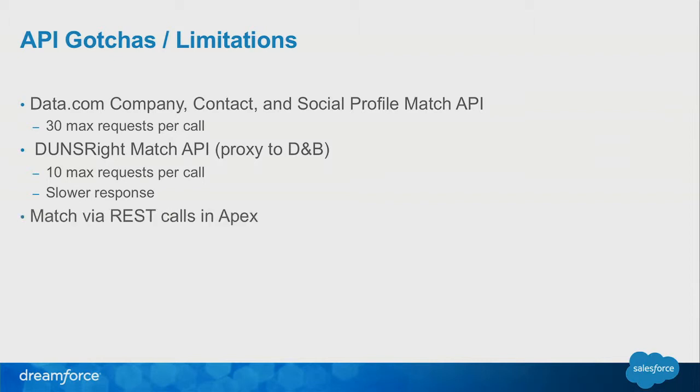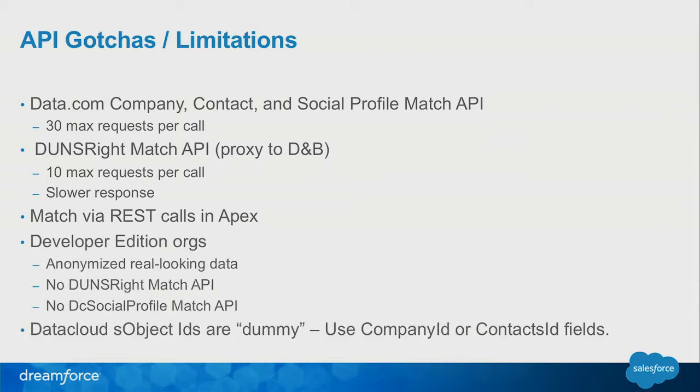Match calls are all REST calls in Apex. They are not SOQL calls. And the APIs are available on Developer Edition. The data we have on Developer Editions is anonymized, and it's a limited data set, so your matching rates might vary. That is only for you to play around with in the Developer Edition. There's no support for the D&B match API on Developer Editions, nor for social profile matching.